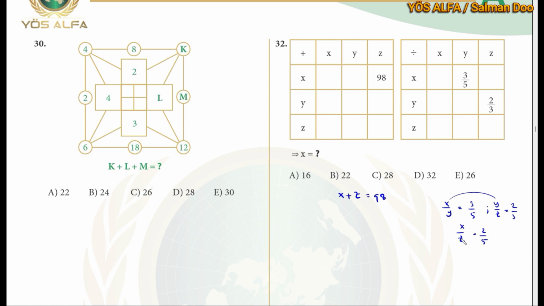So now I have the x and z relation, so I can substitute it over here. x is 2k, z is 5k. So 2k plus 5k is equal to 98. From here, k is 14. So x is 2k, which is 28. The answer is C.